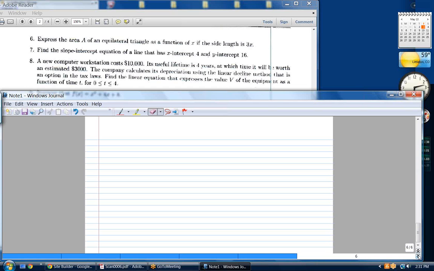Okay, notice that it's not an exponential decay like it should be. Usually stuff depreciates exponentially. This is a linear depreciation. And what that means is that we buy it for 10,000 at time 0, and at time 4 it's going to be worth 3,000.